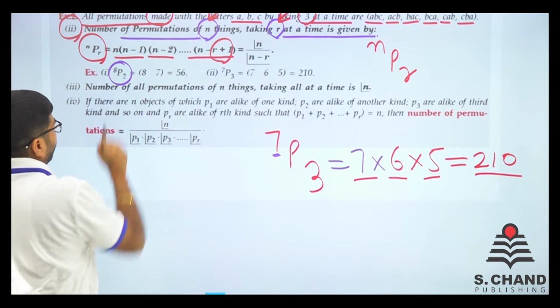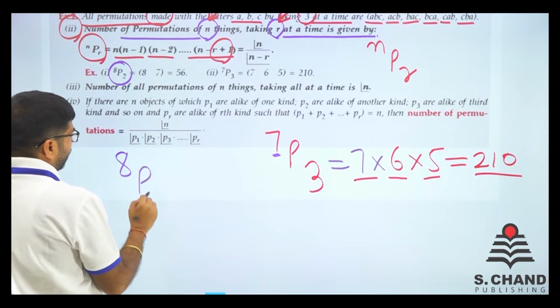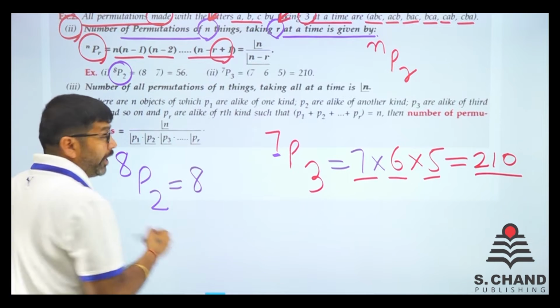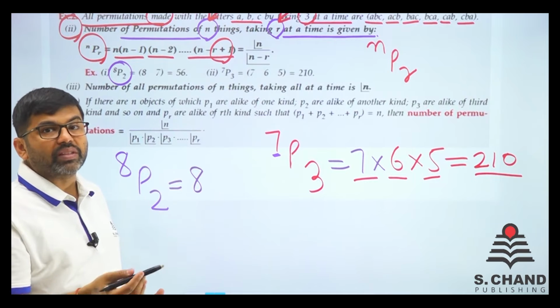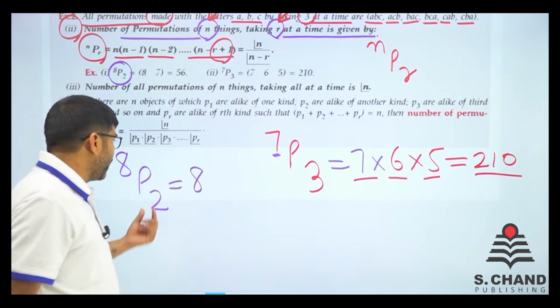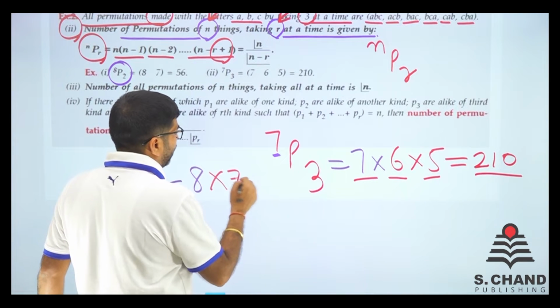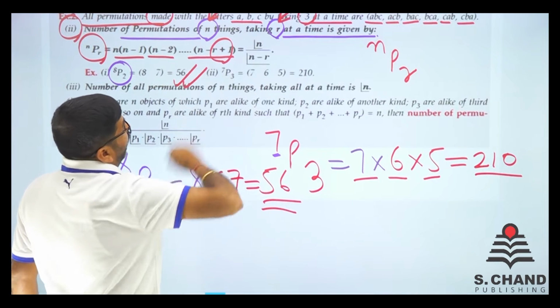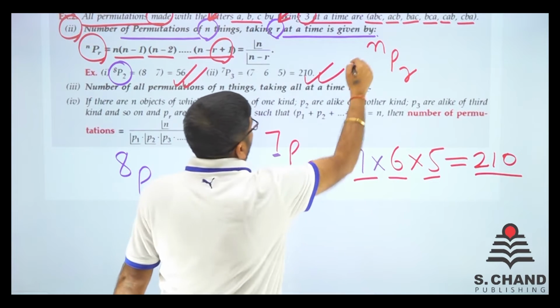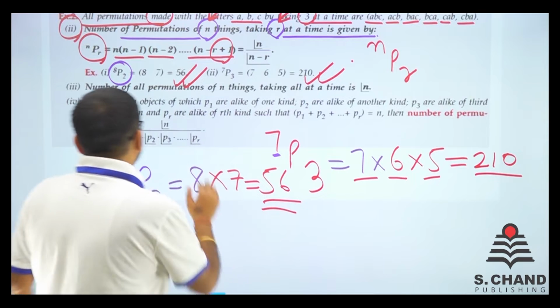Say there are examples. So 8P2. 8P2 means 8 into multiples of 8 to its previous number, to its previous number, till 2 digits. So 2 digits is 8 into 7. So 8 into 7 is 56. Here it is. And there is 7P3. So here it is 210. So remember just one thing.